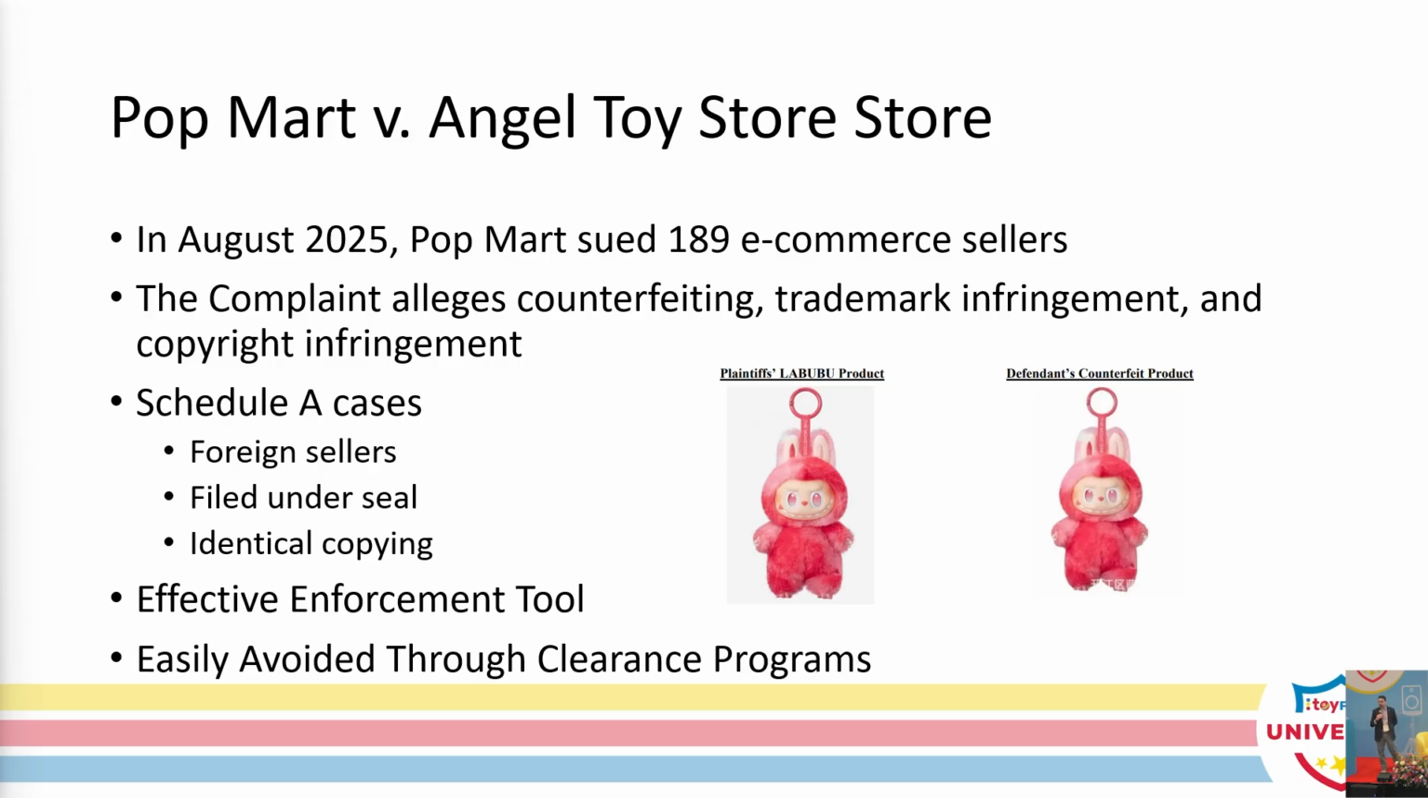In a typical Schedule A case, it is filed under seal, so you don't know it's filed. The lawsuit is litigated for a couple of months. Some sort of a temporary restraining order is granted, and the assets of the sellers are frozen. Once the assets are frozen, they approach Amazon, they approach Walmart, they approach Temu, and they ask for the money to be transferred over. So now, this is a particularly effective tool in combating foreign counterfeiting in particular, because you can name a lot of defendants.